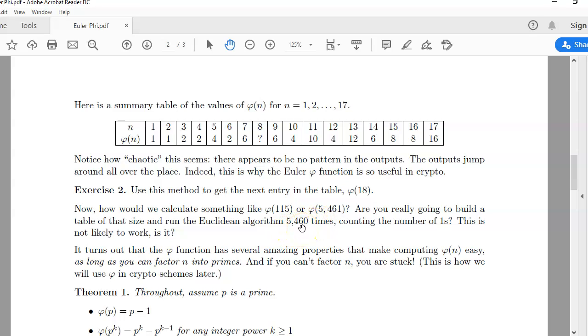That would be you running the Euclidean algorithm 5,460 times and then going back when you're done and counting the number of ones. Is that really going to work? It's not likely to be very feasible for large numbers, okay? So let's take a break and we'll come back and see if there's another way to do this. It might be a little bit slicker. The answer is yes. Stay tuned.